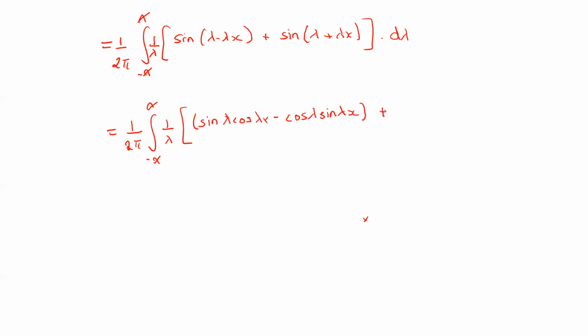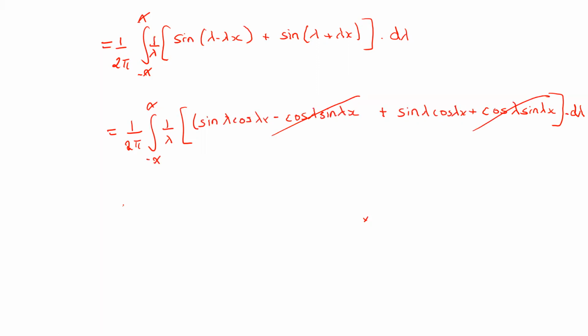Plus we have sine(a plus b), which is nothing but sine a cos b plus cos a sine b. So we have to evaluate this now. This integral is to be integrated over d lambda. Now you can see naturally that this term cancels out with this term.